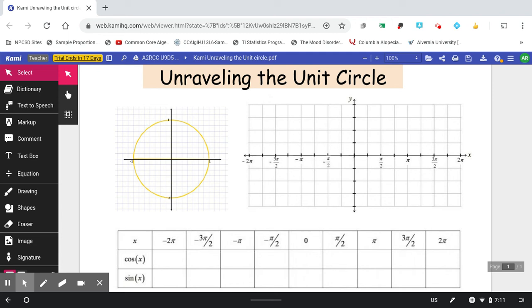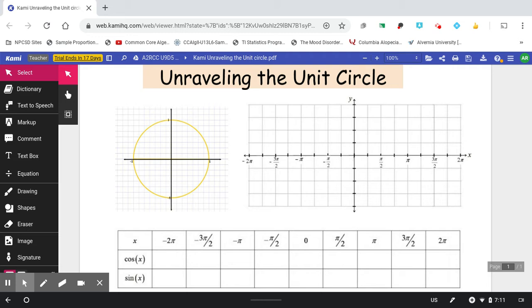Okay, we are going to do something very exciting today. We are going to unravel the unit circle. And when we unravel the unit circle, we are going to create the graphs for sine and cosine. Okay, so this is what a graph would look like.